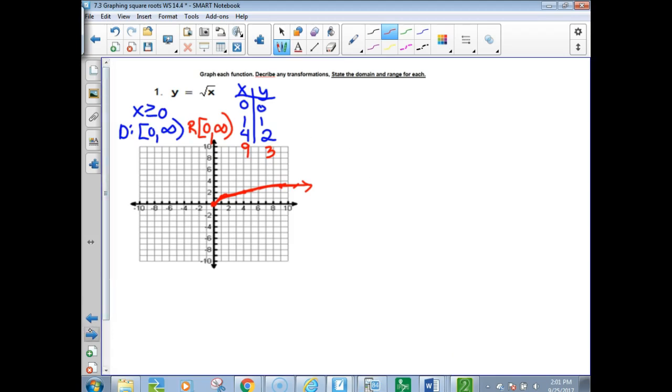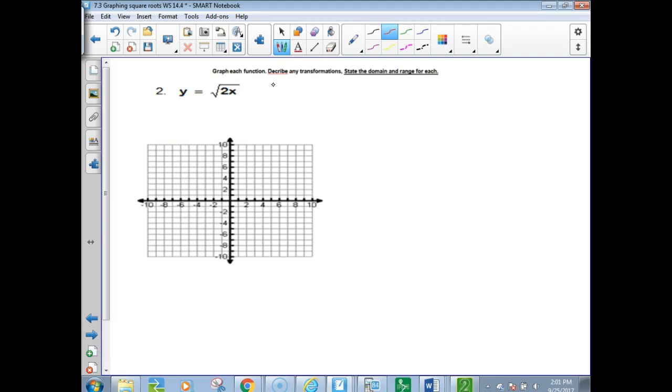They have the same domain and range for this particular graph. Number 2, y equals the square root of 2x. We're going to find out what happens underneath the radical. But first step is, say 2 times x must be greater than or equal to 0. If you divide by 2, you get x is greater than or equal to 0, which gives us a domain of from 0 to infinity.